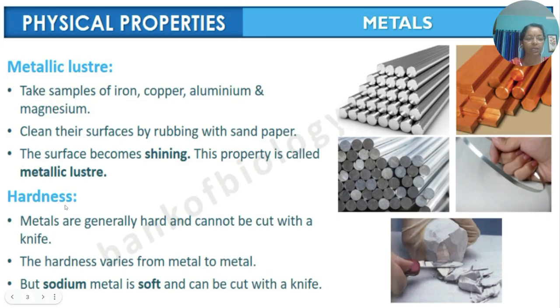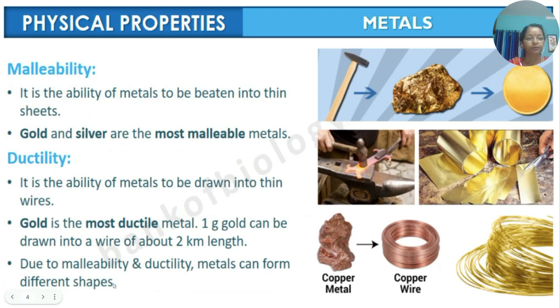The hardness of metals is very important to be noted. But there is an exception: sodium and potassium are soft metals. Then malleability. It is the property of the metal to be beaten into thin sheets like this. Gold and silver are the most malleable metals.